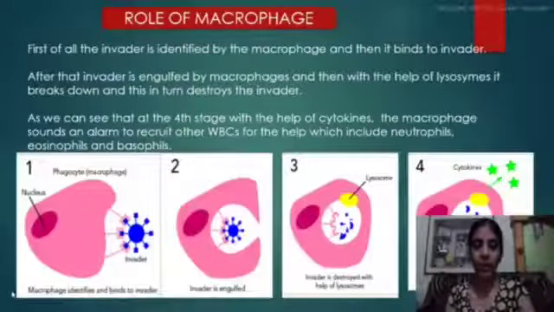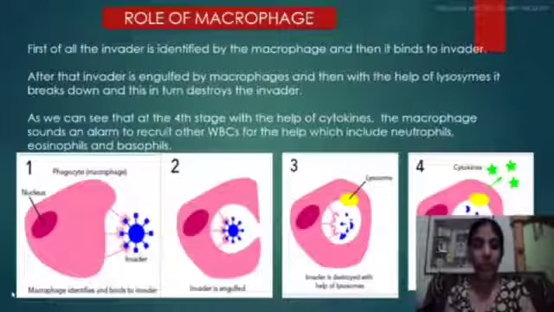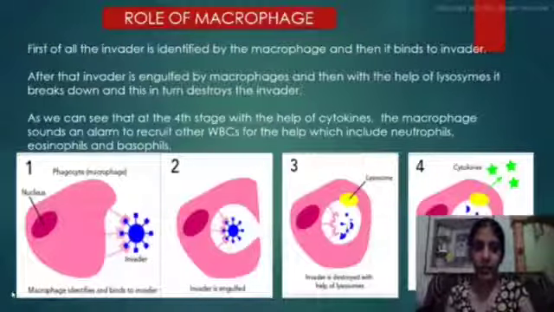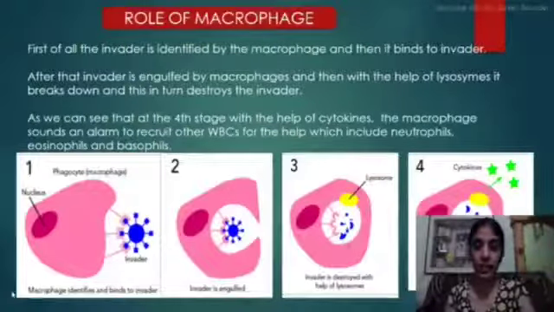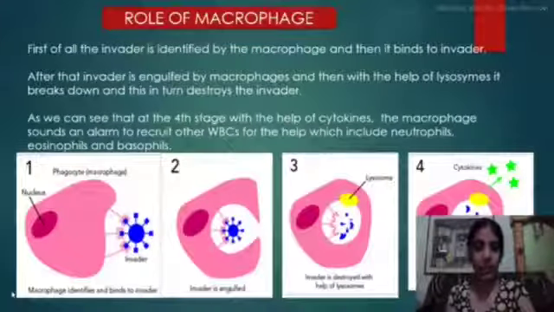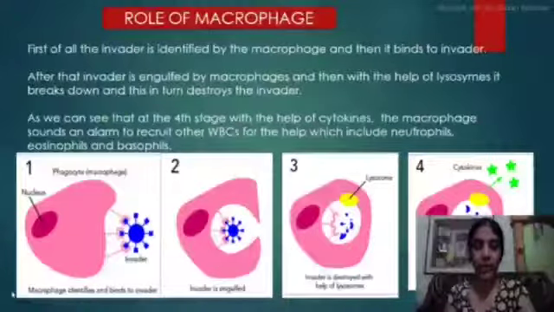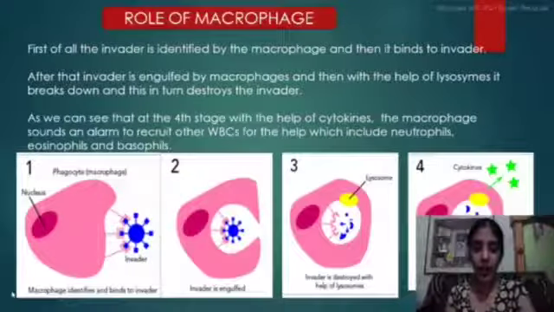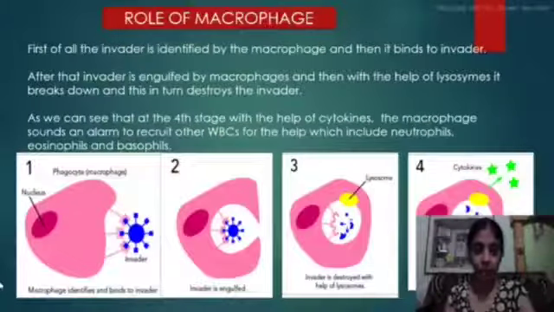First of all, the invader is identified by the macrophage and then it binds to the invader. After that, the invader is engulfed by the macrophage, and with the help of lysosomes, it is broken down, which in turn destroys the invader. And after that, with the help of cytokines, the macrophage sounds an alarm to recruit other WBCs for help, which include neutrophils, eosinophils, and basophils.